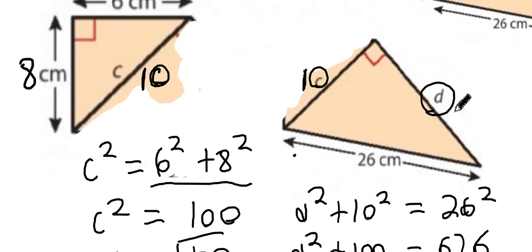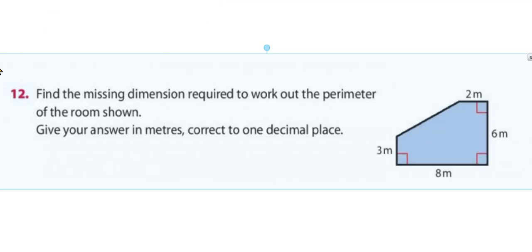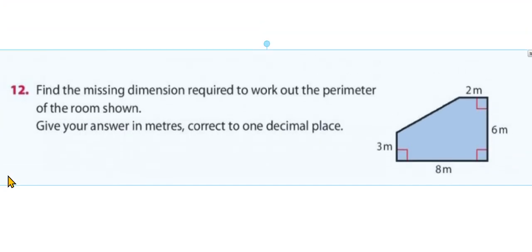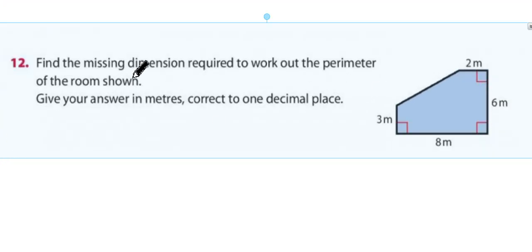Well, 24 is not bigger than 26, which is what we wanted. And it's in between both of them, so I think that's a good answer. And it was a kitchen. But long story short is, fill in the missing dimension required to work out the perimeter.